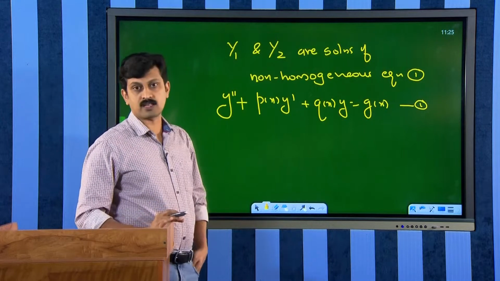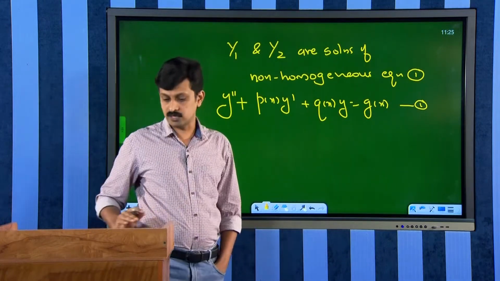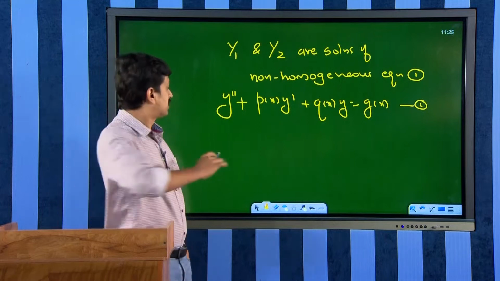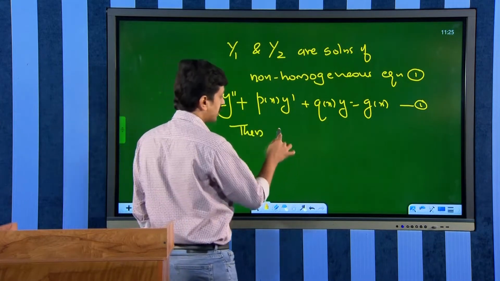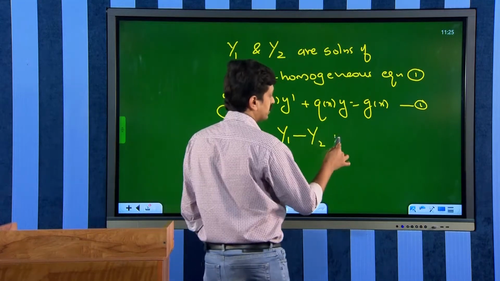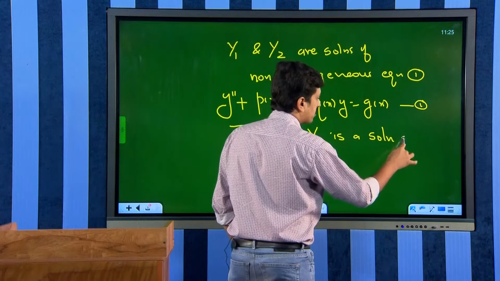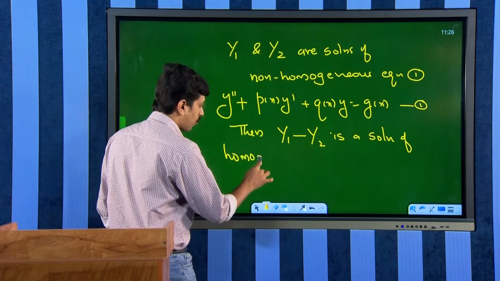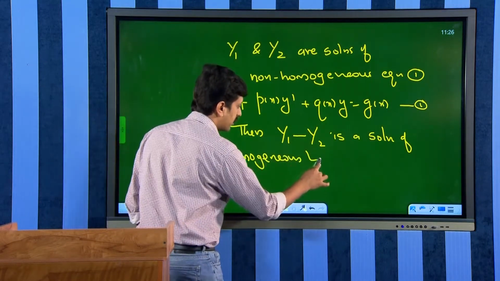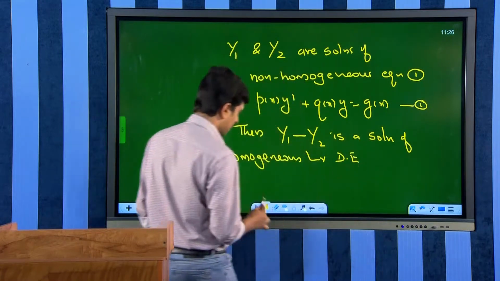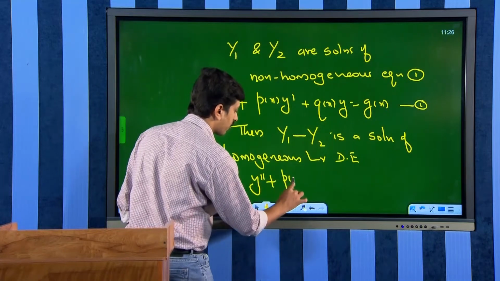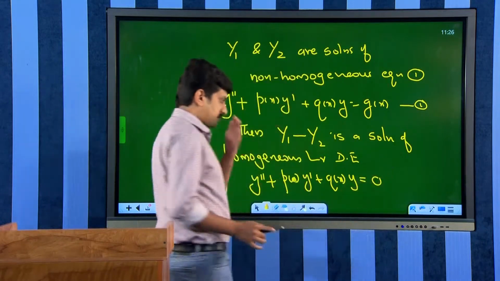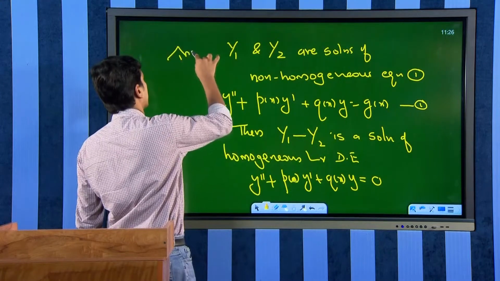If these two are solutions of the non-homogeneous equation 1, then their difference Y1 minus Y2 is a solution of the homogeneous linear differential equation y double dash plus p of x y dash plus q of x y is equal to 0. Dear students, this can be considered as a theorem.